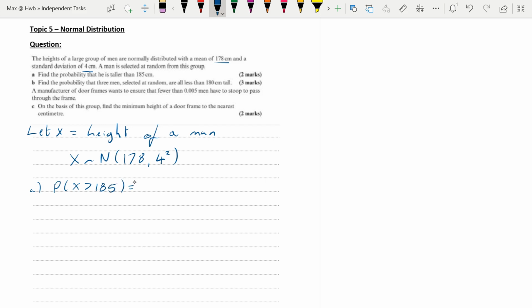Okay, I'm just going to go to my calculator. Lower value 185, upper value something really big. Here's my 2 bits here, so 0.0401. Okay, for part B, find the probability that 3 men selected at random are less than 180. So the first thing I need to do is find out what's the probability of 1 man being less than 180. Okay, again, I'm going to go to my calculator. Gives me 0.6915. Okay, or sorry, 0.6914.